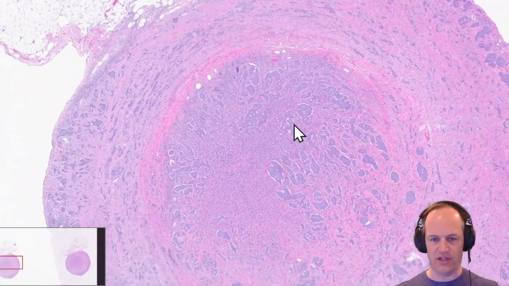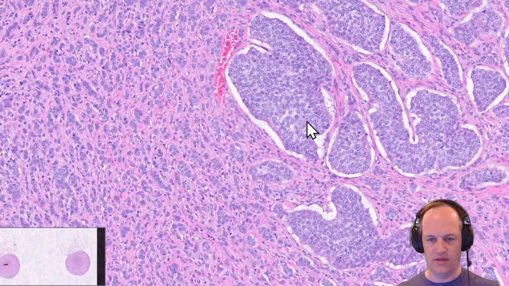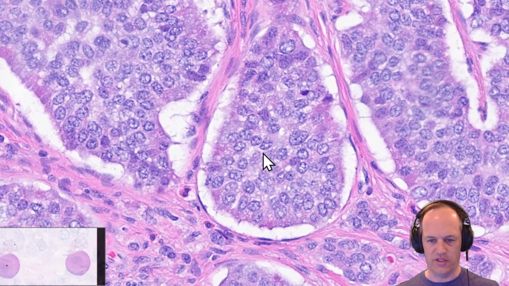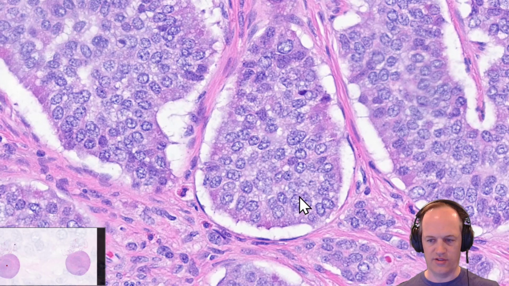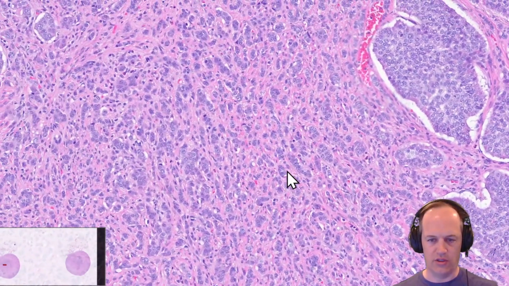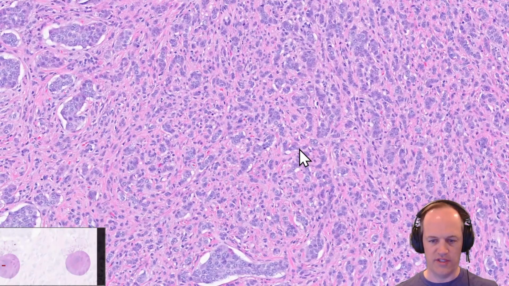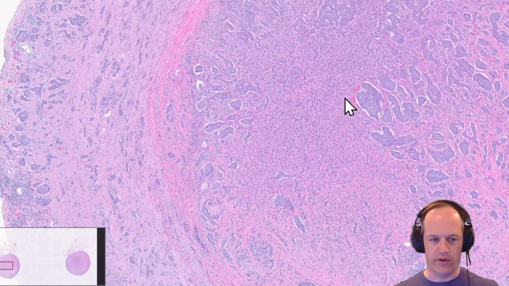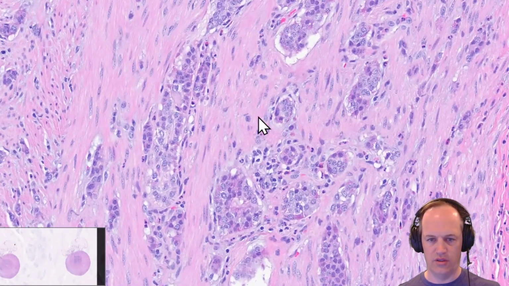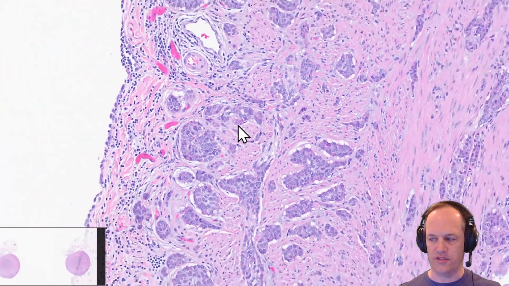And so this yellow nodule, what you see is you've got nests of cells with this really finely stippled chromatin, kind of salt and pepper looking chromatin. And then you've also got smaller cords and individual cells and small groups of these similar cells that are going all the way through the muscular wall and even into the subserosa. Anybody know what this is?